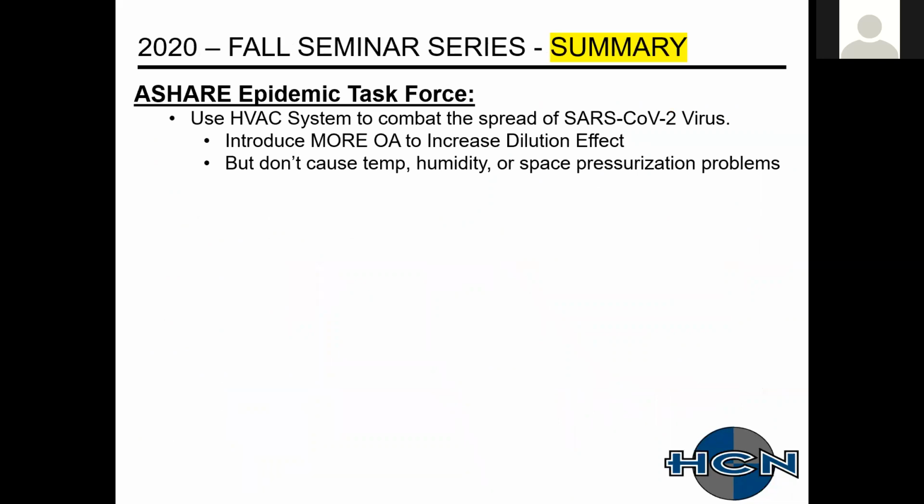All right. So my summary, part 1 is the epidemic task force. They want to use the HVAC system to combat the spread of SARS-CoV virus. They want you to introduce more outside air to increase their dilution effect. But then while increasing that outside air, they don't want to cause temperature, humidity, or space pressurization problems.